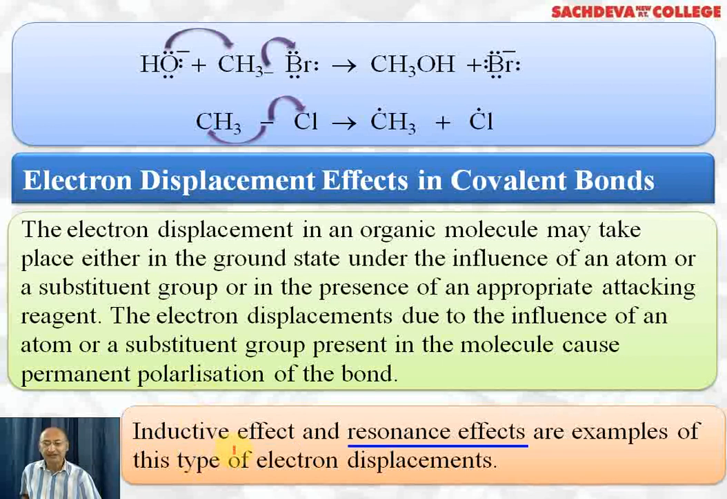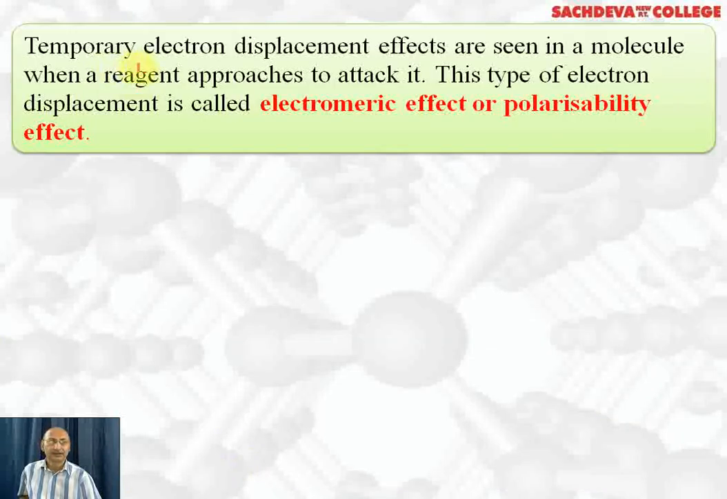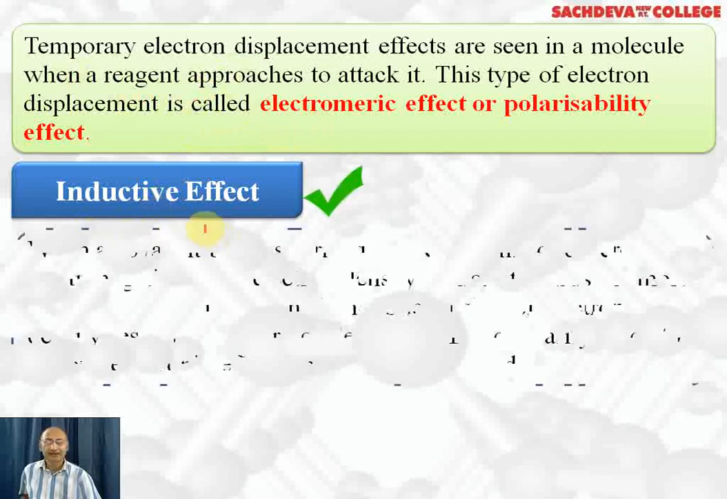Inductive effect and resonance effect are examples of this type of electron displacement. Now, temporary electron displacement effects are seen in the molecule when the reagent approaches to attack it. This type of electron displacement is called electromeric effect or polarizability effect. But this is a temporary effect and it takes place only in the presence of an attacking reagent. First, we are taking the inductive effect in detail.